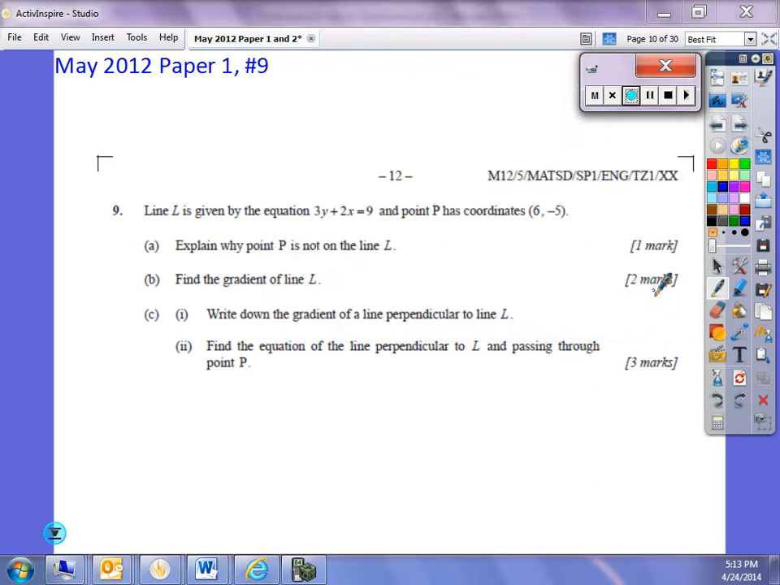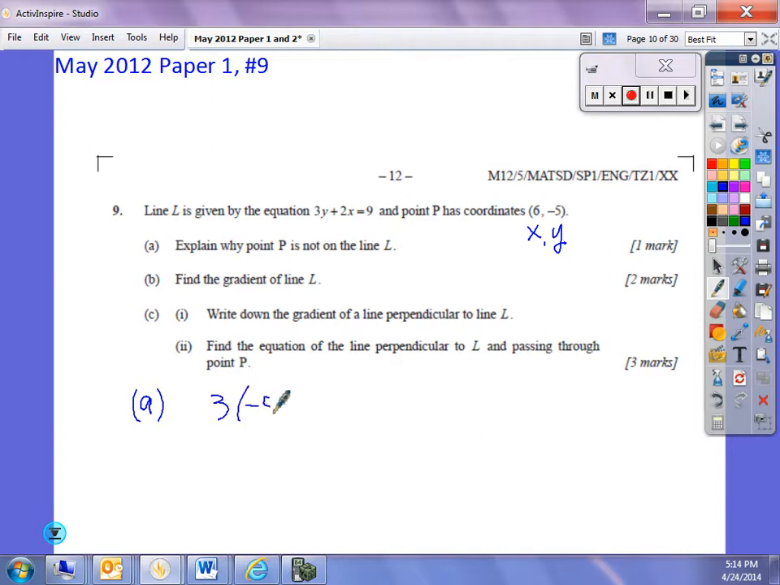Okay, in problem 9, we've got an equation of a line in standard form, and then we're given a point. Explain why point P is not on line L. All right, well, we know that when we have an equation, we'd have to come up with something that was true if we plugged in an x and a y value. So let's check it out.